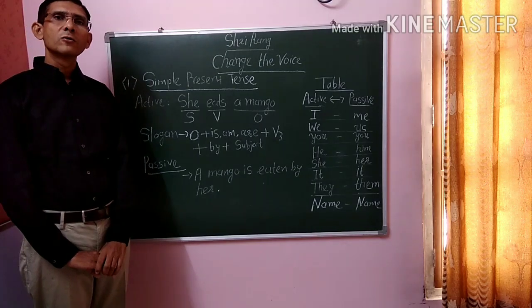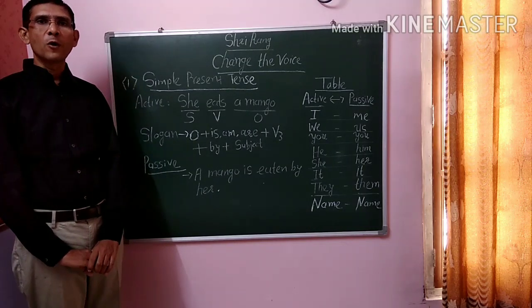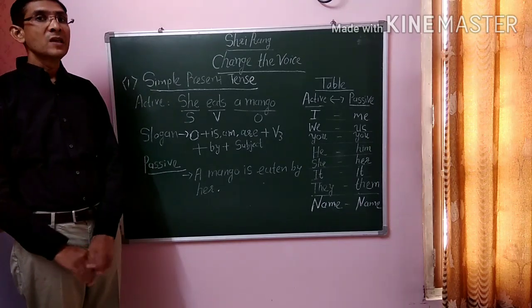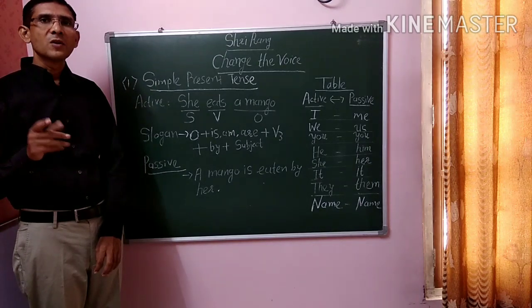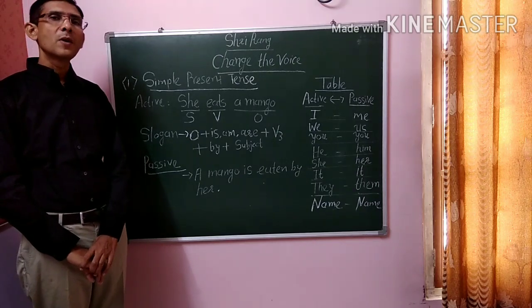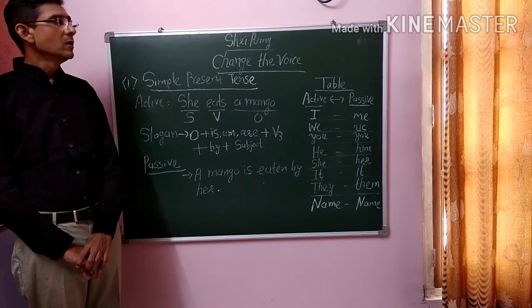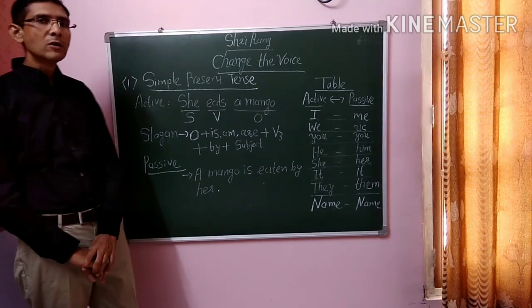Today we are going to learn how to change the voice, active into passive voice, in three tenses: simple present tense, simple past tense, and simple future tense. First, we have to learn the table.